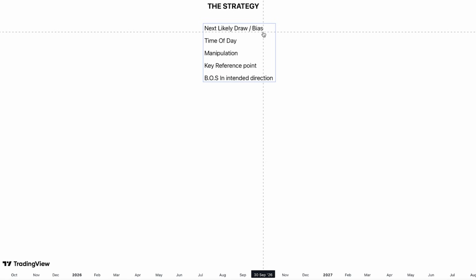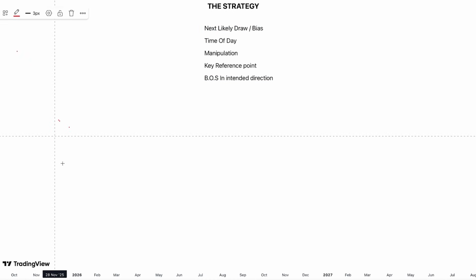Once we have the bias, we're going to need the time of day. The times of day we're going to be using are the London session, the New York hill zone, and then we're going to be looking in the AM session and then in the PM session. The reason we're using these times of day is because this is where high probability price runs form. All right, we're going to be looking for that manipulation. So at that time of day, we're going to be looking for that opposing move that goes against the true intended direction of price.